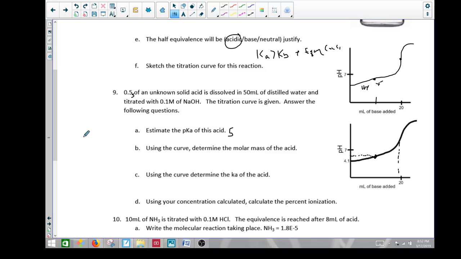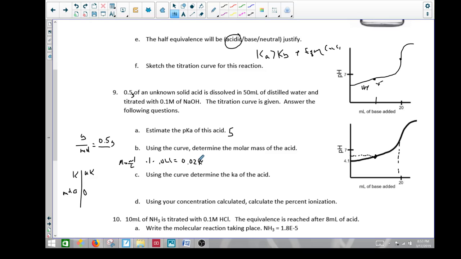The molar mass of the acid is grams per mole. My grams is 0.5. I just need my moles. The known-unknown table could be used, although it's getting less useful. I know at equivalence, the moles of my acid equal the moles of my base. So I'm going to solve for the moles of my known. My known is 0.1. Molarity equals moles per liter, so multiplying those two together gives me moles. 0.1 times 0.02 liters is equal to moles.